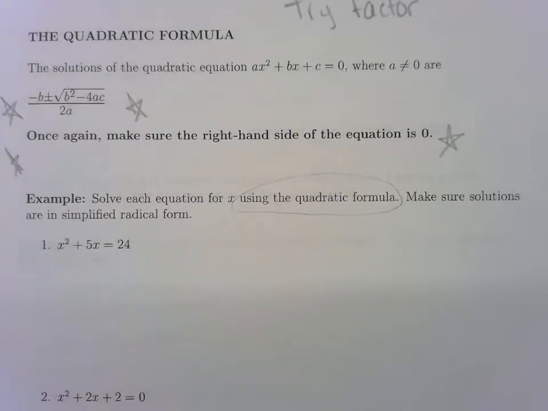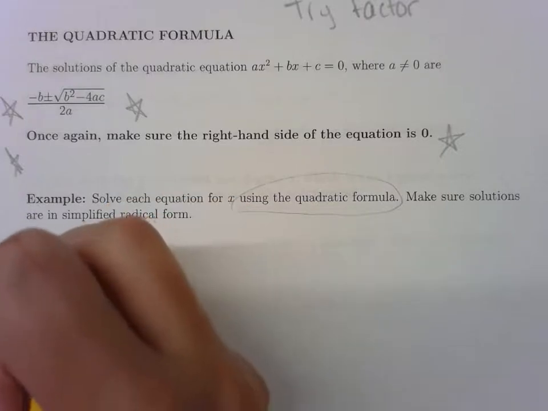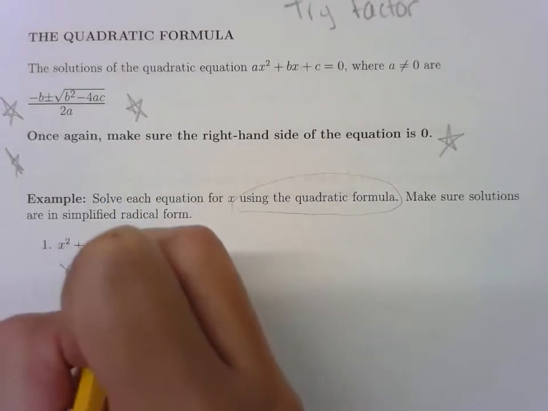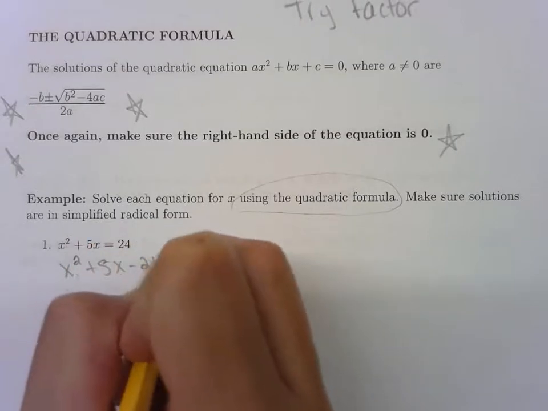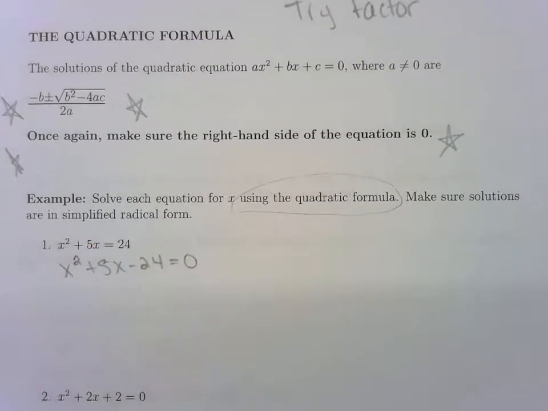Okay, so number 1, it's x squared plus 5x equals 24. So first of all, one side of the equation needs to be equal to 0, so we're going to subtract 24 on both sides. Okay, try to factor first. This does factor, I believe. We had one that was just like that.